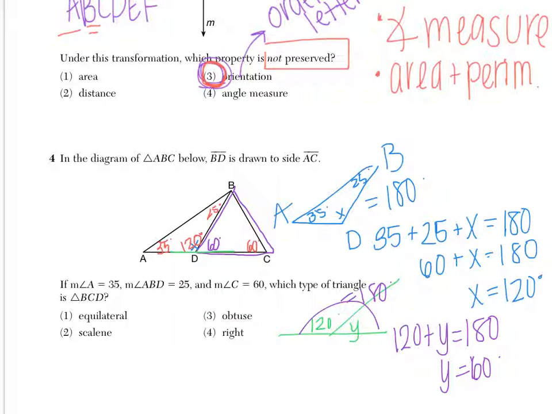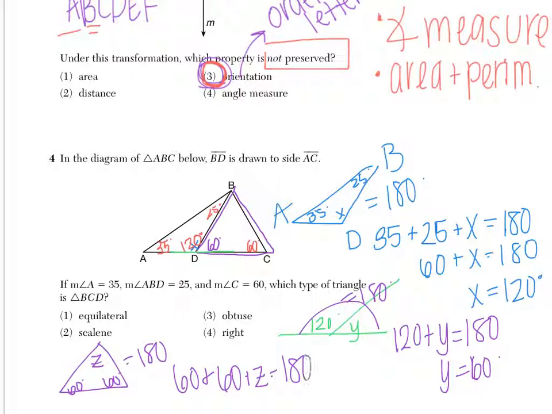Now my last and final step is to solve for the third angle in triangle BDC. Right now we have 60, 60, and say Z. Again, 3 angles in a triangle sum to 180, so we have 60 plus 60 plus Z equals 180. 120 plus Z equals 180. So solving for Z, we find that Z is equal to 60.